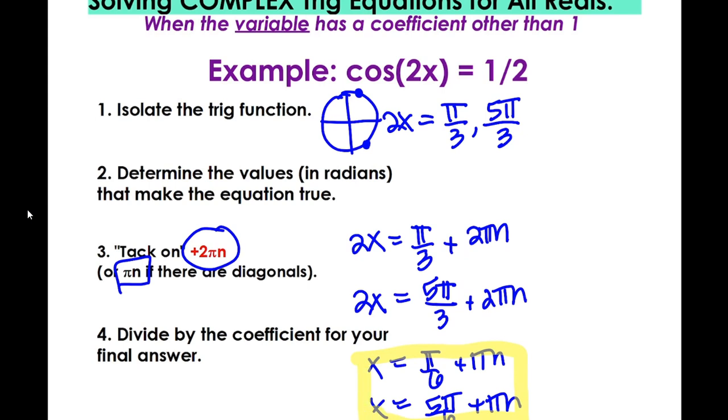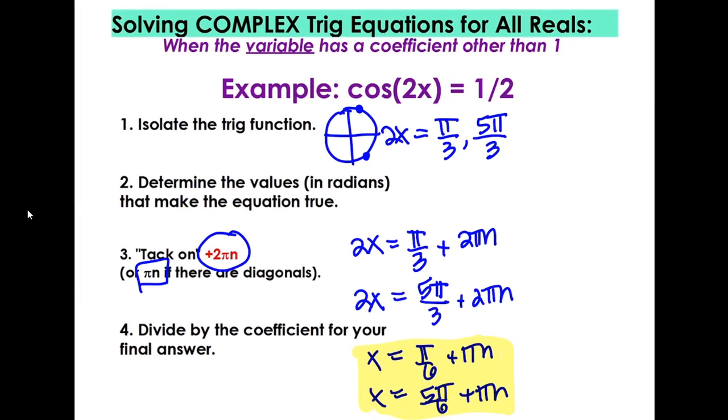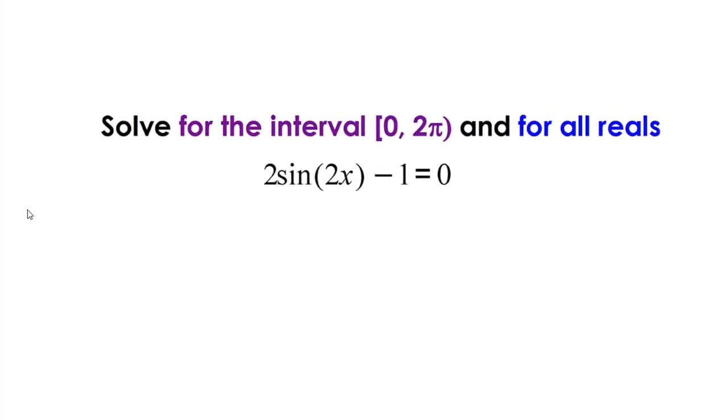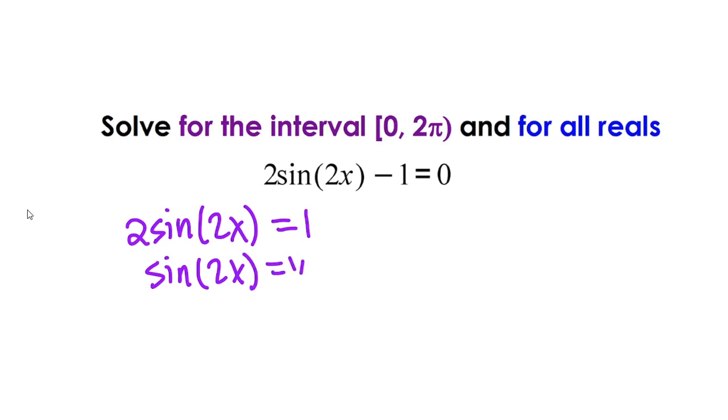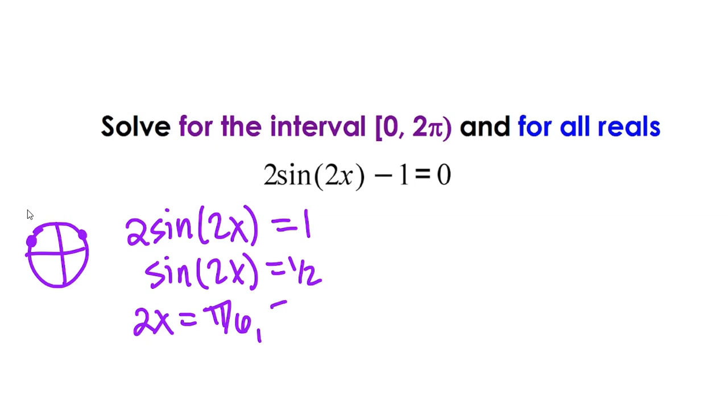It's much easier to do the equations for all reals on the complex ones. It's a lot less answers to list out. So we'll do both, just so you can see. We'll start with interval. So 2 sine of 2x equals 1. Sine of 2x equals 1/2. I like a picture. This is when sine is 1/2 and here. So 2x is going to be pi over 6 and 5 pi over 6.